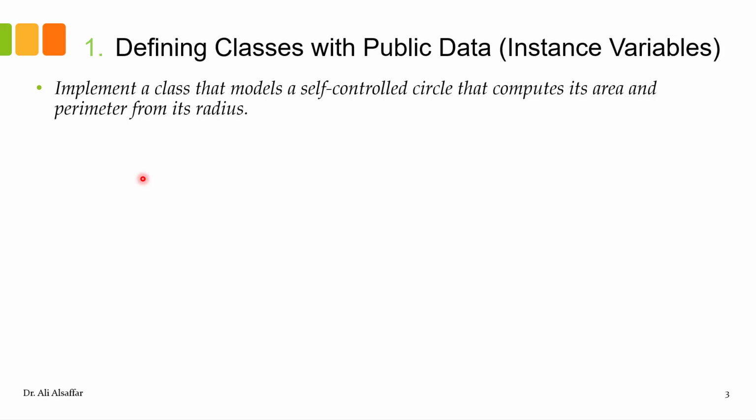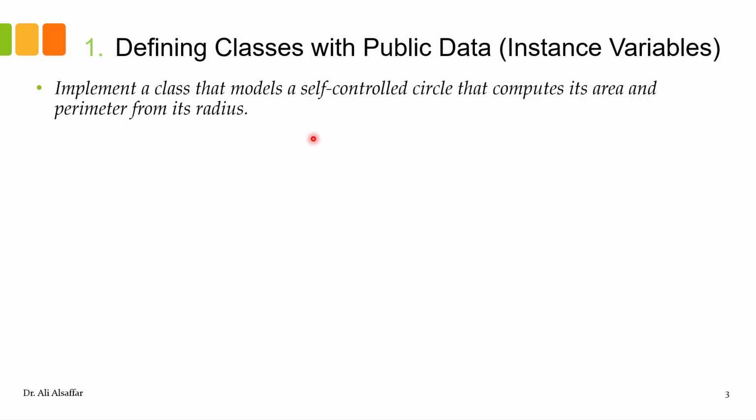In the first step, we will show you how to define classes with public data, with public instance variables. We will depend on one example during the lesson, which is an implementation of a class that models a self-controlled circle. When we say self-controlled, it means it does all the related calculations, such as computing the area and computing the perimeter from its radius.